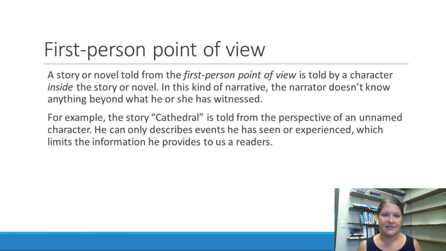And an example of this is the story Cathedral, which we're reading for this week. And this story is told from the perspective of an unnamed character who is within the story. And he can only describe events that he has seen or experienced. And that limits the information that he provides to us as readers. So we never know what his wife is thinking, and we never know what Robert, another character he interacts with, is thinking.